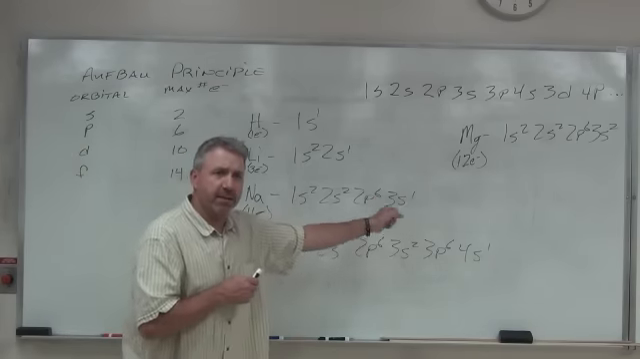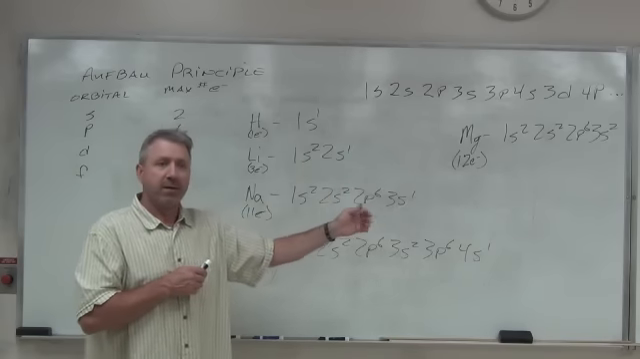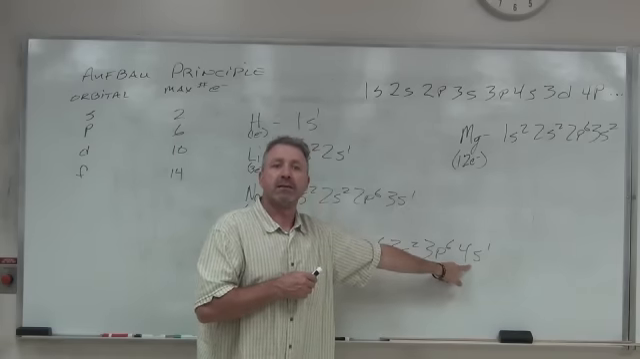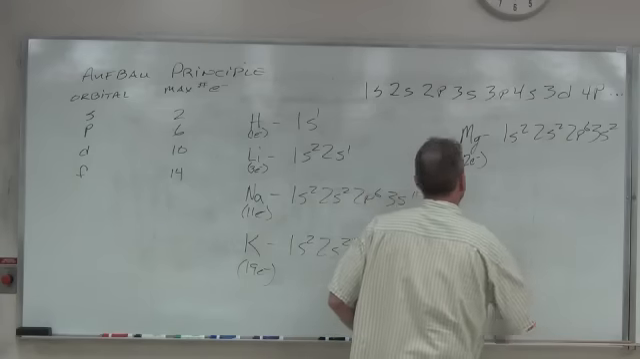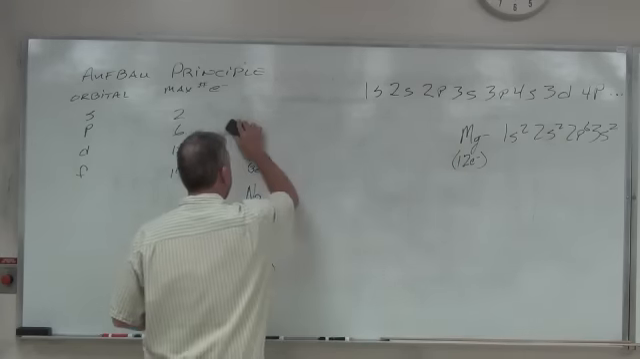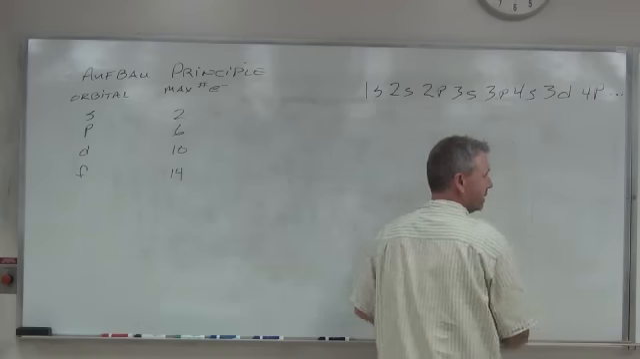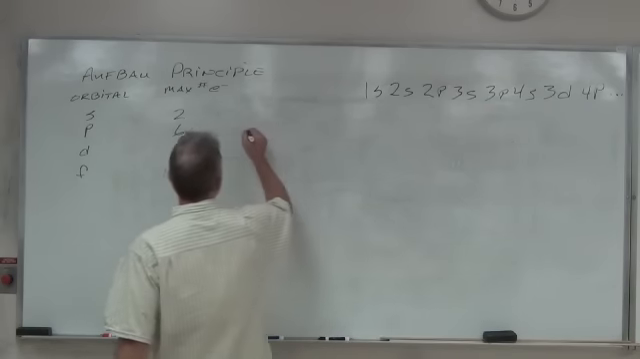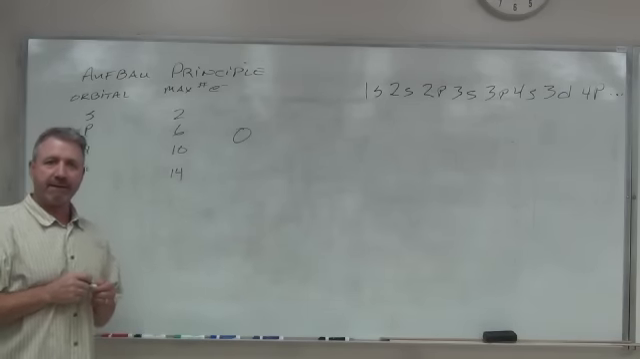Now, remember, the number of valence electrons is given by the group number. So don't just jump automatically to the last orbital. Sometimes it's going to be true, sometimes it's not. Let's take a look at oxygen. How many electrons in oxygen? 8.